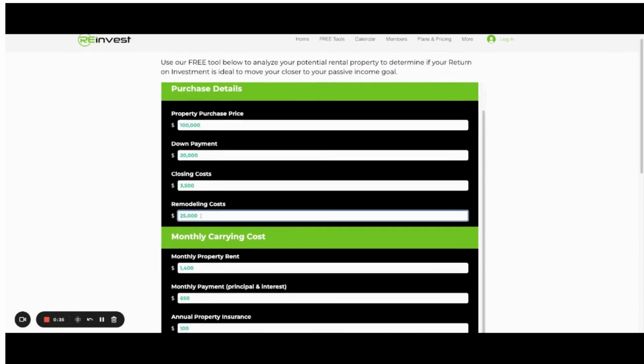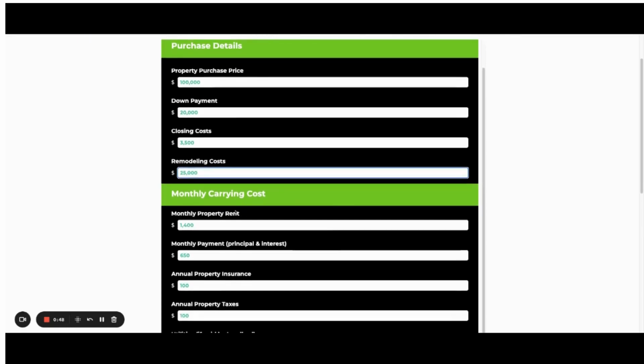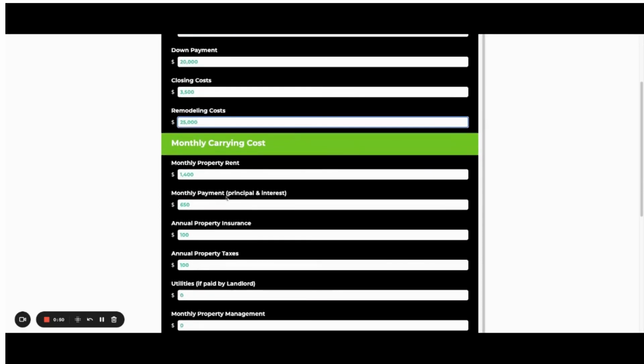Next, we're going to enter our remodeling cost. This is what improvements we're going to make to the property. In this example, I'm saying that we're going to spend $25,000 to update the property and get it where it needs to be. Next, we're going to move into our monthly carrying cost.